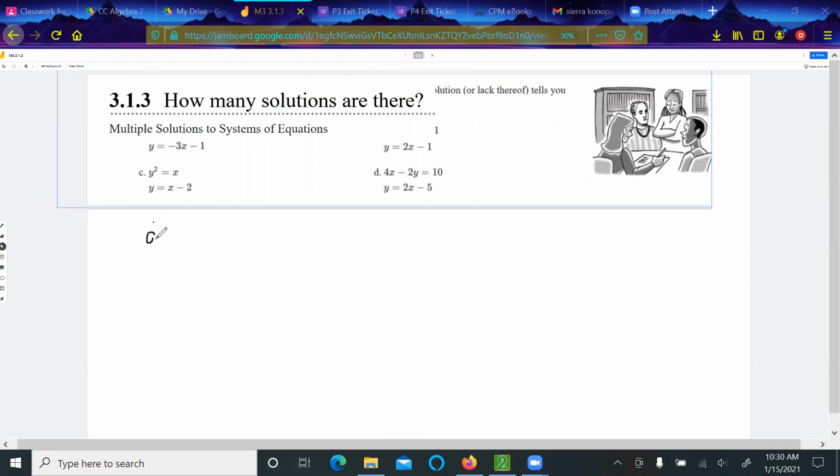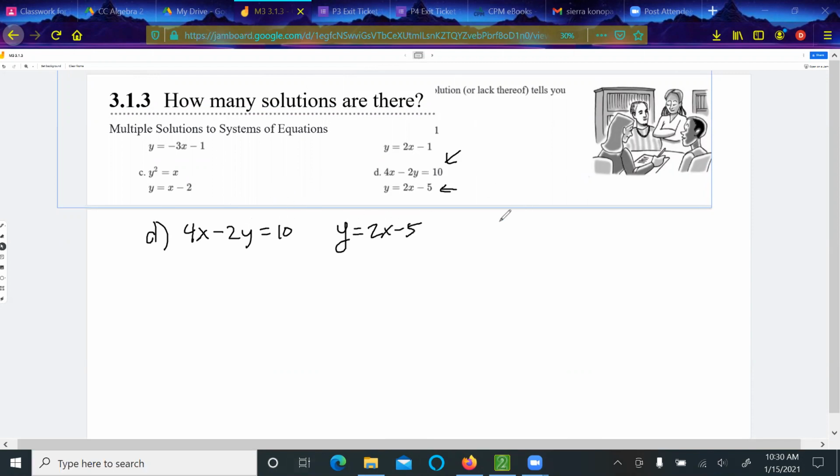All right, D. Let's see, what do we have for D? We have this, which is a line, and this, which is another line. Oh, that's easy. That is so easy. 4x minus 2y equals 10. And I'm going to write the other one right next to it. Y equals 2x minus 5.